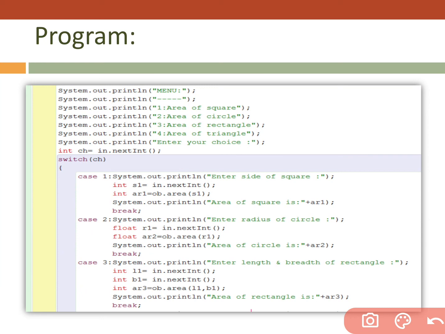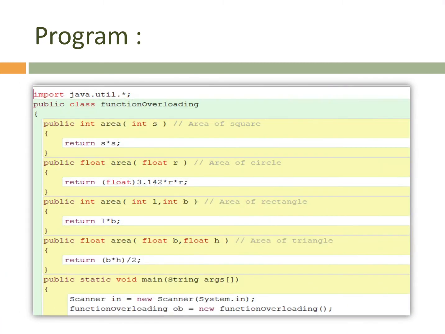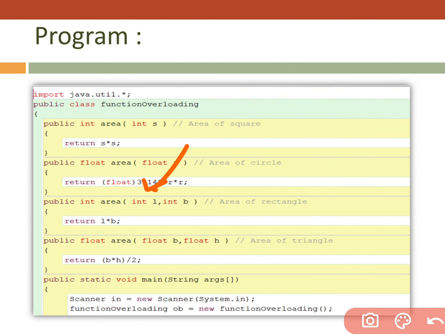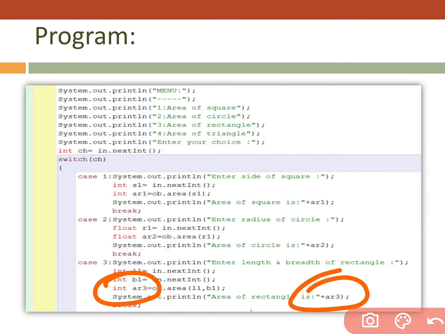And see, third case, length and breadth we want for finding the area of a rectangle. That's why I'm receiving length and breadth, and I'm passing length and breadth to area. Then what happened? See, it is going to receive these values and return it back, and we are getting our result back in this position, meaning AR3, the area of the rectangle, we are going to display.